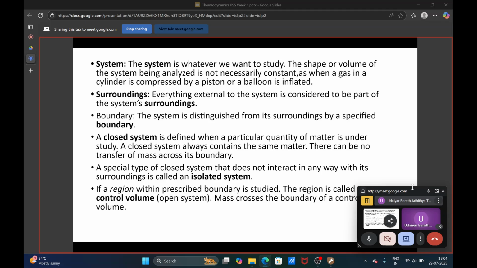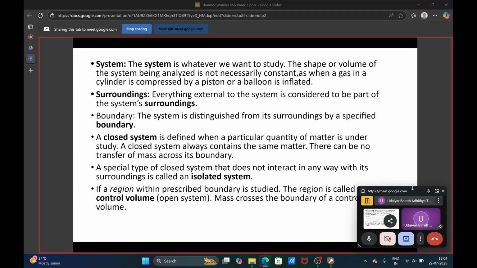So coming back to the system, this system can be of types. So one is a closed system, by which you mean there is no transfer of mass. So you can have energy transfer, but you cannot have a mass transfer. So that you call a closed system or controlled mass system. In some books, they call it controlled mass.